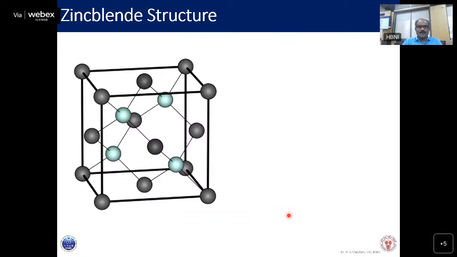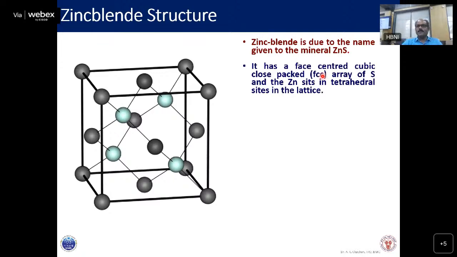Now there is another very important structure for semiconductor materials. This is the zinc blende structure. It is named zinc blende because the compound which was initially studied to have this structure was zinc sulfide. That's why this structure is called the zinc blende structure.